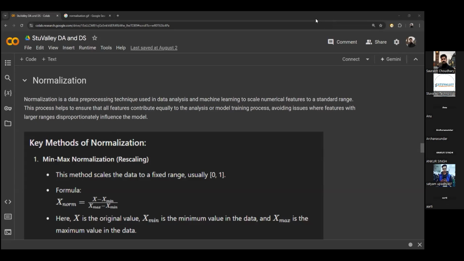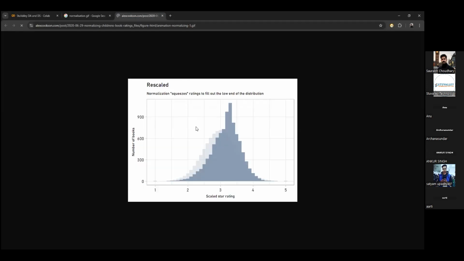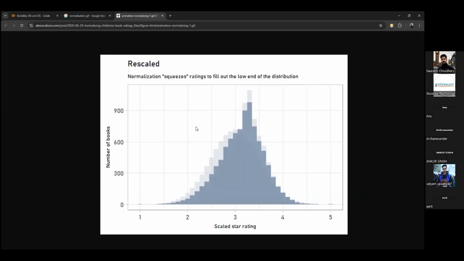Okay. So normalization, we'll do this topic today. Normalization is a data pre-processing technique used in data analysis and machine learning to scale numerical features to a standard range. Basically, we do a little bit of scaling of our data. If your data is uneven a little bit, for example, this is the best animation I can show you. See, uneven data is now scaled in a very proper way.